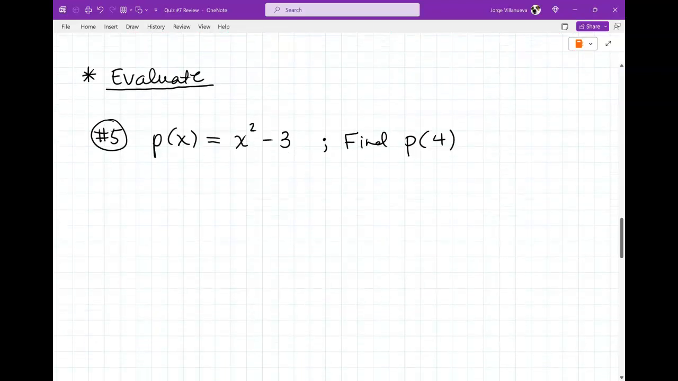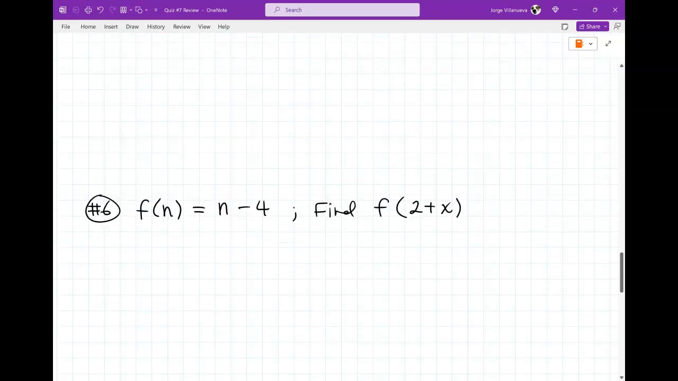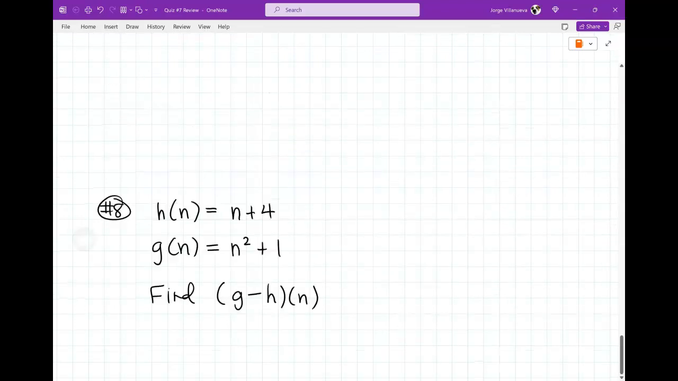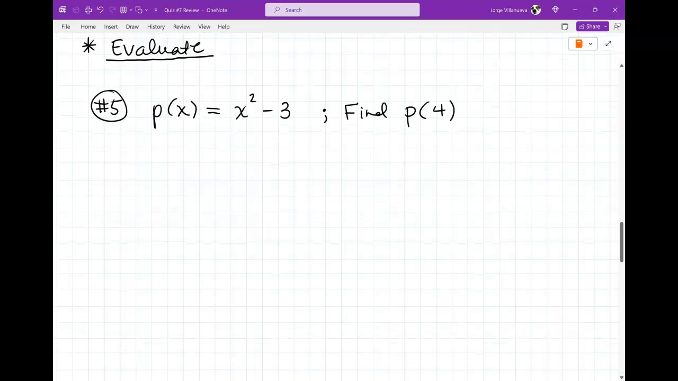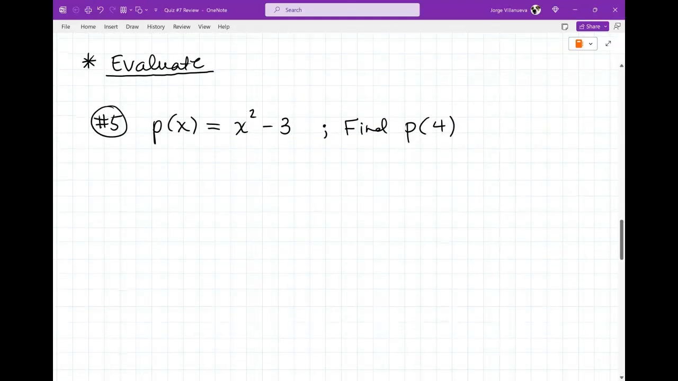So I think I have 4 more problems. Let me double check. 5, 6, 7, 8, yeah. So all of the same type. Now the first 2 are pretty easy. But I'm noticing some people are having a really hard time plugging in numbers, which is kind of surprising because by this time, this should not be a struggle anymore, right? But I'm seeing people doing some weird stuff, so hopefully this will help you guys.